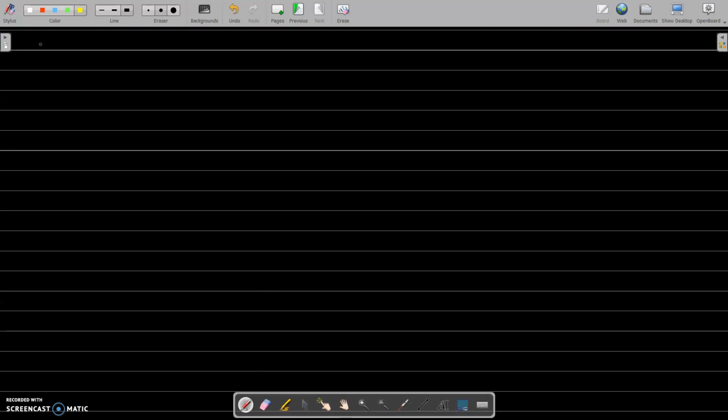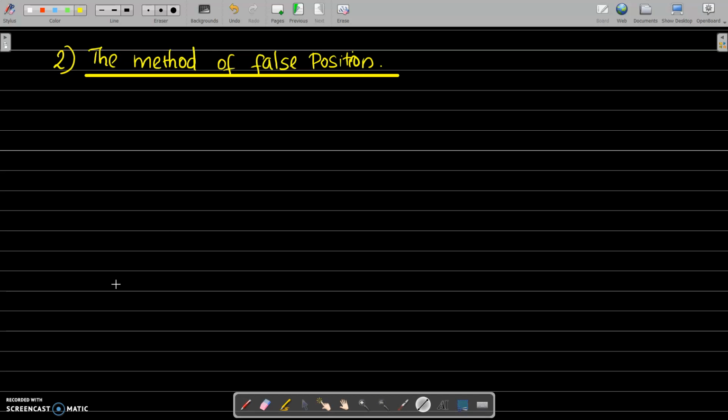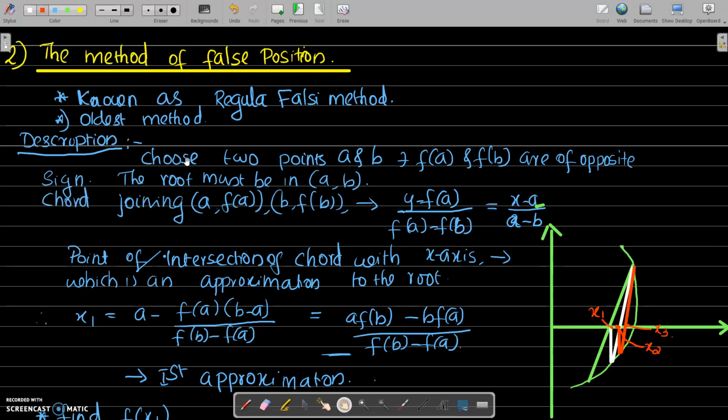Next is our second method, that is the method of false position. This is the method description. The method of false position is known as the regula falsi method, and it is the oldest method for solving a non-linear equation. And what is the method?